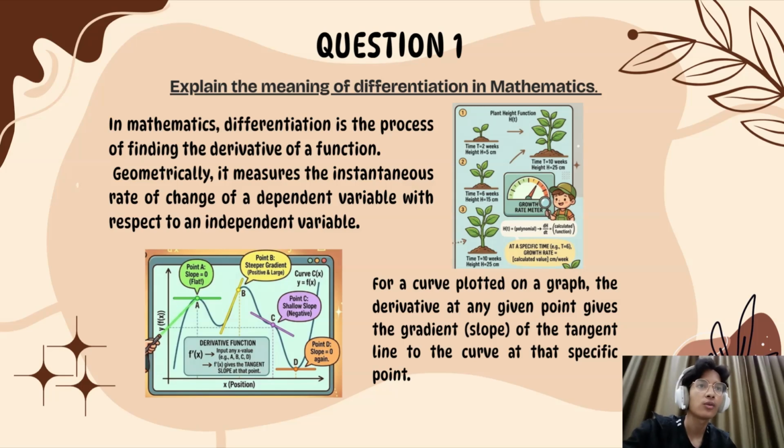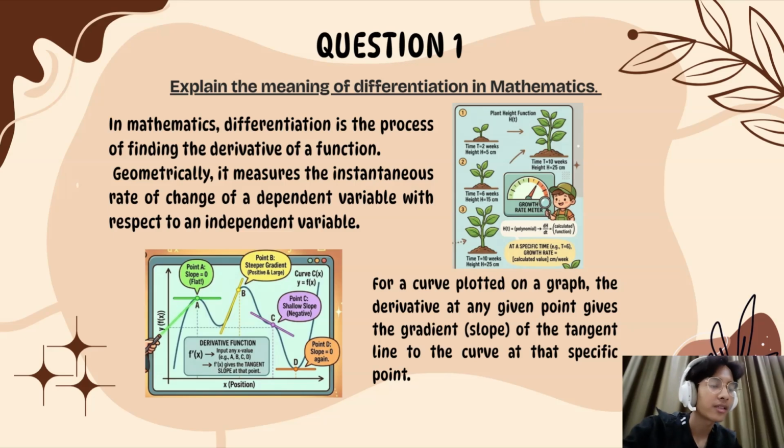Question 1 asks us to explain the meaning of differentiation in mathematics. So in mathematics, differentiation is a process of finding a derivative of a function. Geometrically, it measures the instantaneous rate of change of a dependent variable with respect to an independent variable. As you can see right here, we have an example: rate of growth of a tree over time. In this case, the dependent variable is the height, the outcome, and the independent variable is something that we decide, which is the width.